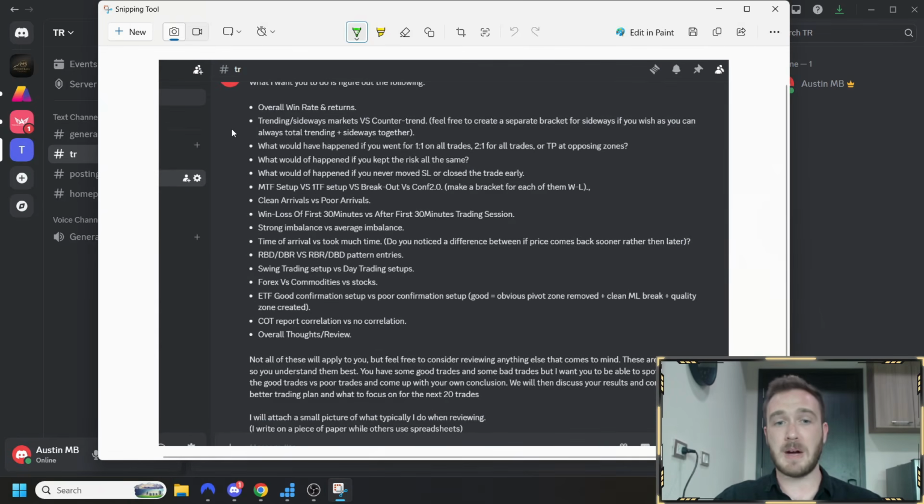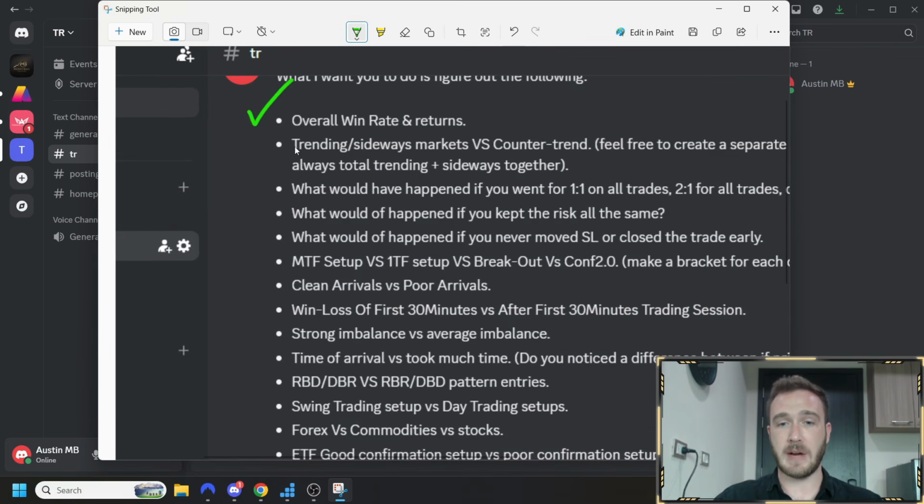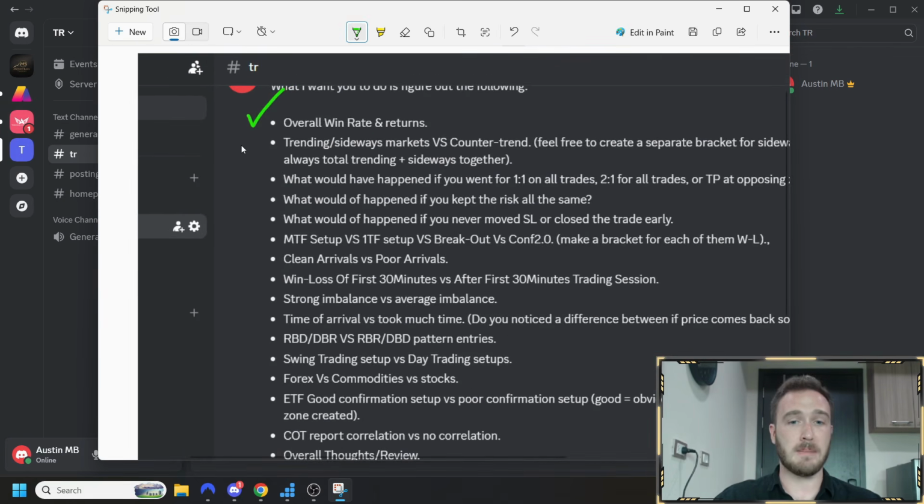Something you might want to consider is, now that you have all this data, you have 30, 40 trades, well, you might want to be aware of what's your overall win rate and returns. What is your trending market versus counter trend trades versus sideways trades? Do you trade better when you're trading with the trend or against the trend? Maybe you lose a lot of money when you're trading against the trend. So now you should probably look to remove that from your trading. You understand what I mean? What about here? What would happen if you kept the risk all the same? What would have happened if you went for 1-to-1 on all your trades, or 2-to-1, or if you got out at the opposing zone?